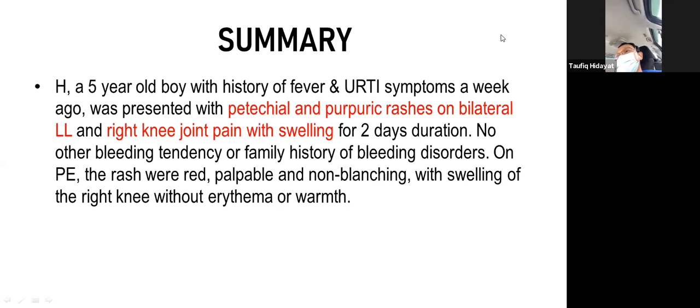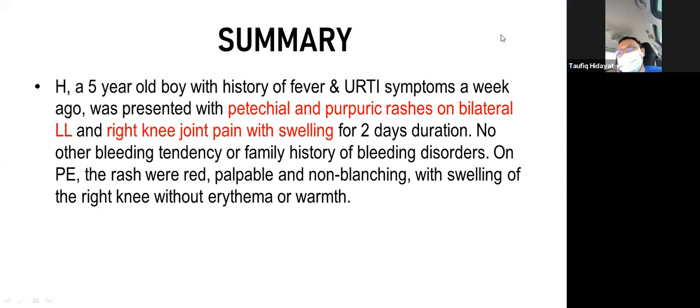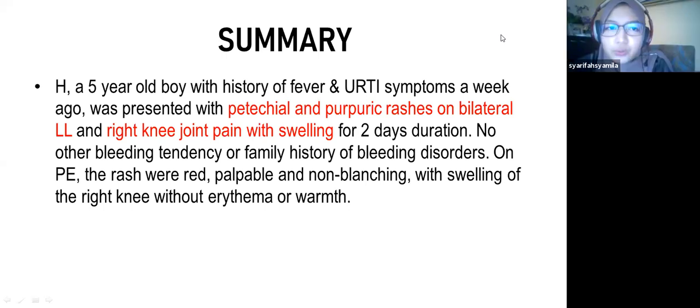But we should think about investigations. What should Sharifah think of to support the diagnosis of HSP? Okay, to support the diagnosis of HSP, I would like to do full blood count, to rule out others. I would also like to do renal profile to monitor the renal function, and urine FEME, to monitor if there is any renal involvement of HSP.